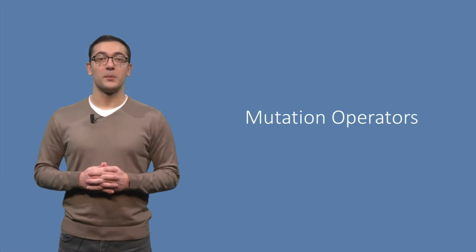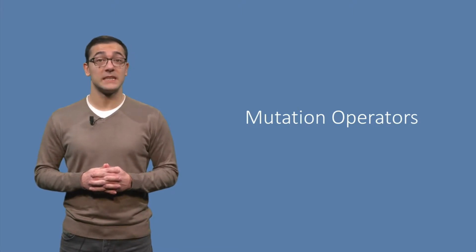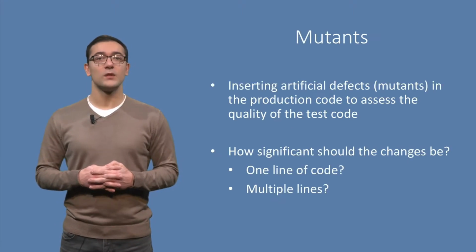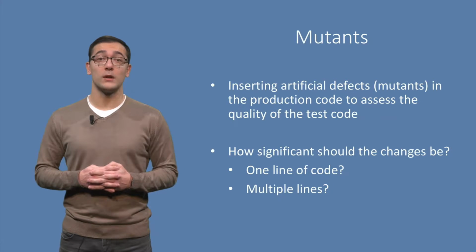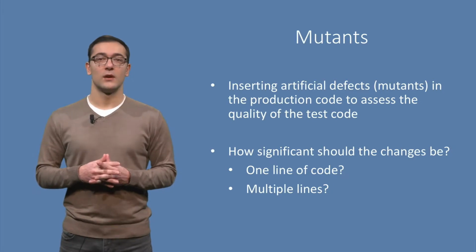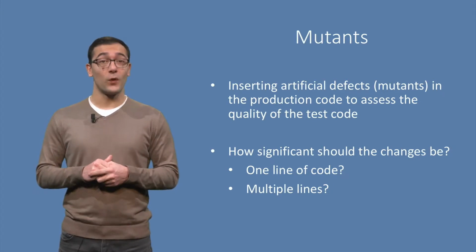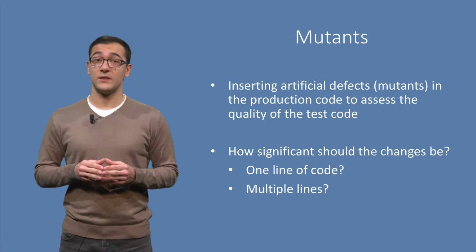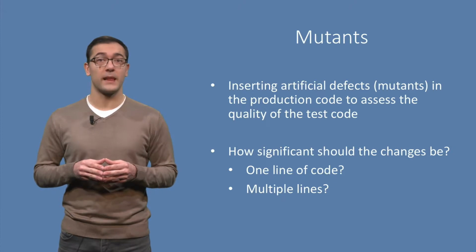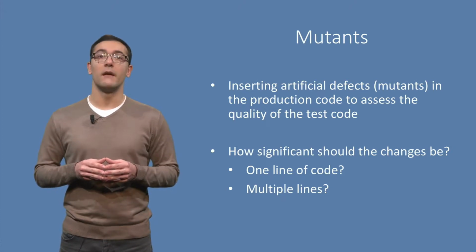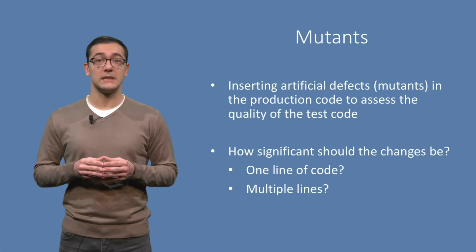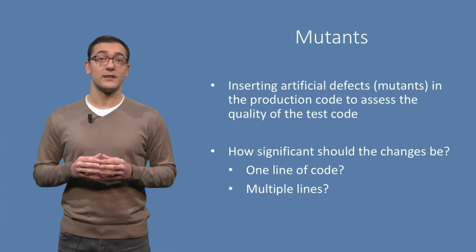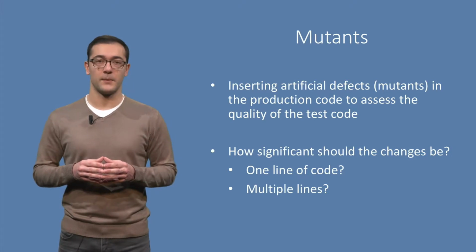Hi. In the previous lecture, we have learned the key idea of mutation testing. We can use mutants to assess the quality of our test code. By quality, we mean the fault detection capability of the test suite. Mutants are artificial defects or changes applied to the production code. Then, the test suite is executed against those changes to assess whether the test results change as well.